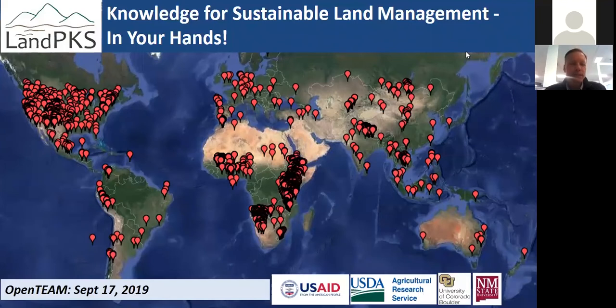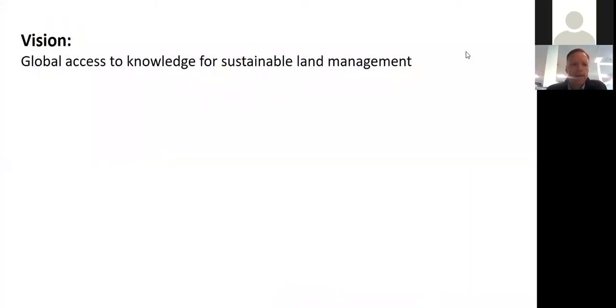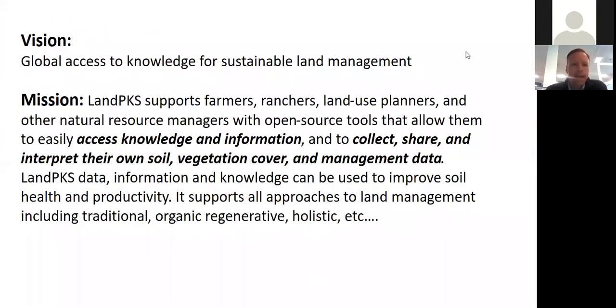It is a global app. It's designed to be used anywhere in the world. We actually started off in Africa, with a vision of providing global access to knowledge for sustainable land management. And our current mission statement is supporting farmers, ranchers, land use planners, and other natural resource managers, which often includes conservationists. A lot of TNC use, The Nature Conservancy, in Africa and the US, with open source tools that allow them to easily access knowledge and information and to collect, share, and interpret their own soil, vegetation, cover, and management data.